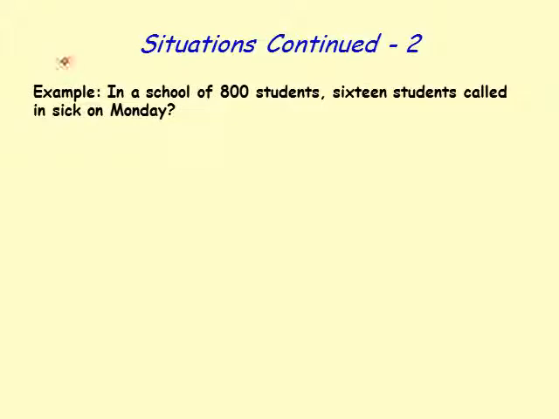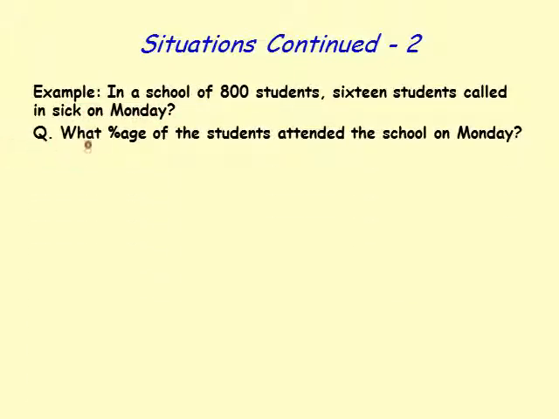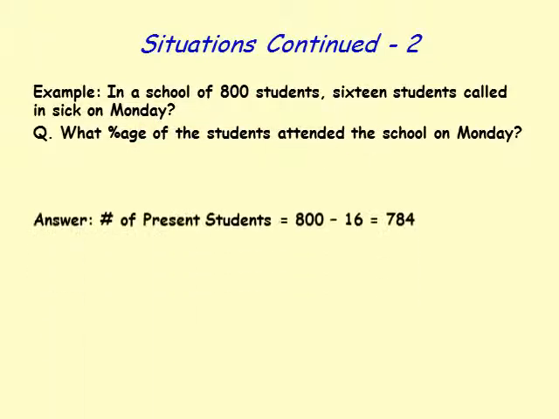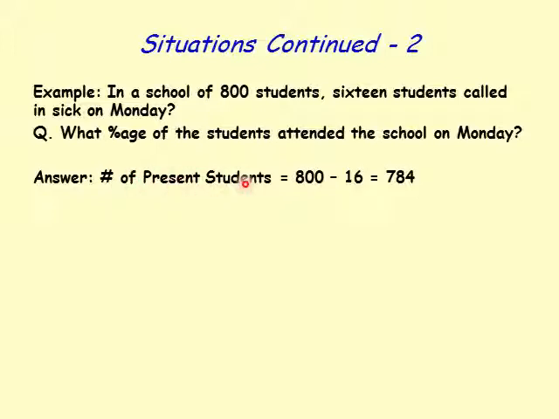Okay. In a school of 800 students, 16 students called in sick on Monday. So the total number of students is 800 and 16 were sick on Monday, did not attend the class. So what percentage of students attended the school on Monday? Some of the students skipped the classes and the rest of them attended. Okay, let's continue. The total was 800, 16 were skipping classes, and 800 minus 16 is 784. So out of 800, 784 students were in the class that day.